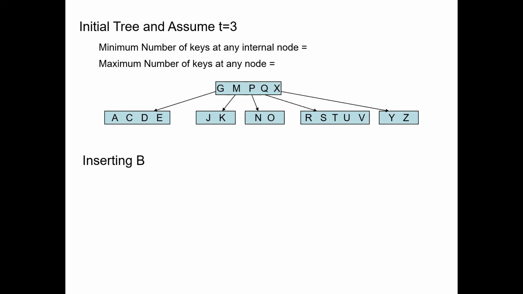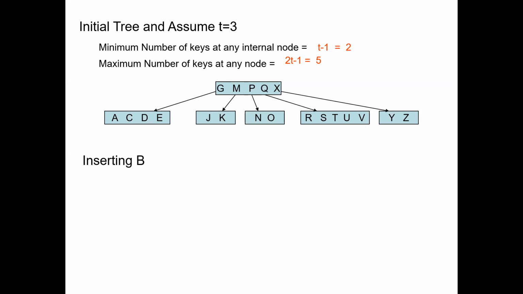Let's suppose this is a B tree, and the minimum number of keys at any internal node is t minus 1, where the minimum degree of a B tree is t. Here t is 3, so the minimum number of keys in each node can be 2, and the maximum number of keys at any node can be 2t minus 1, so it would be 2 into 3 minus 1, which is 5. Let's suppose for the given tree, we have to insert the B. So a node can have minimum 2 keys and maximum 5 keys.